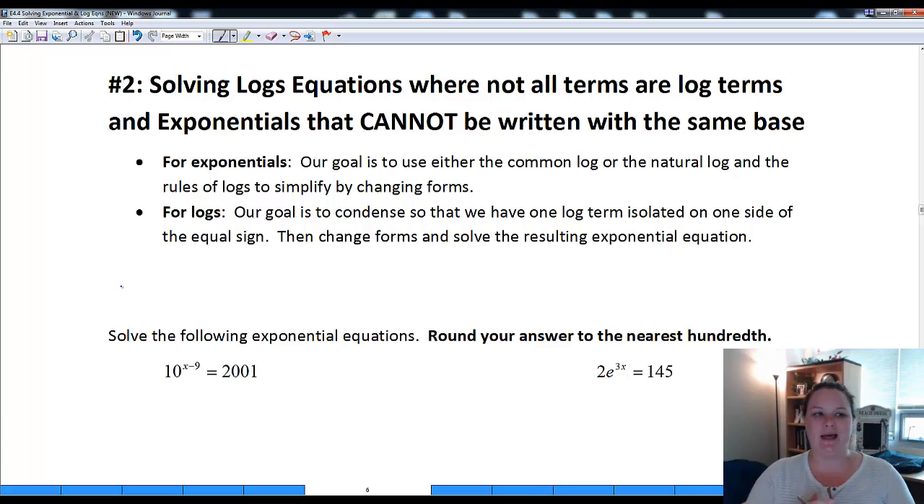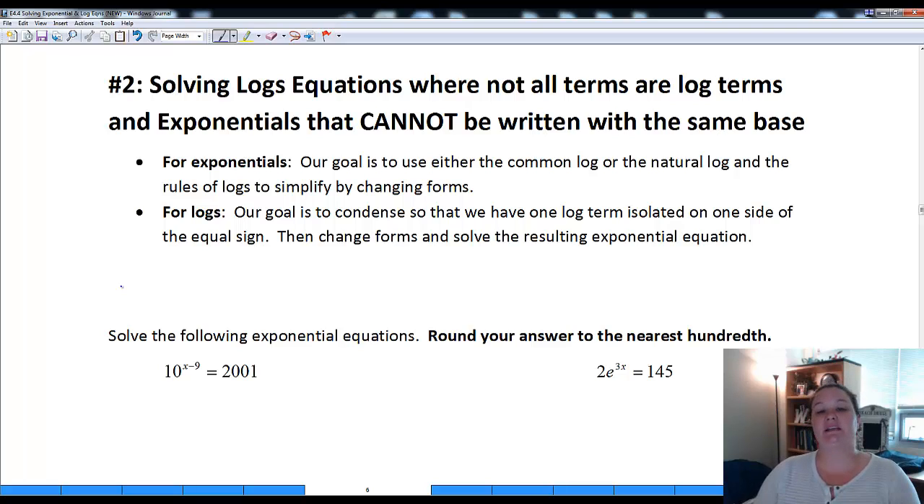All right, so what we talked about last time in 4.4a is how to solve things when we can write both sides with the same exponential base, which we can just drop, right? Or if we can write both sides with the same log base, then we can drop those log bases. What we're going to look at today is solving log equations or exponential equations where not all the terms have the same exponential base, or not all the terms can be written as the same log base. Maybe not even all the terms have a log in them.